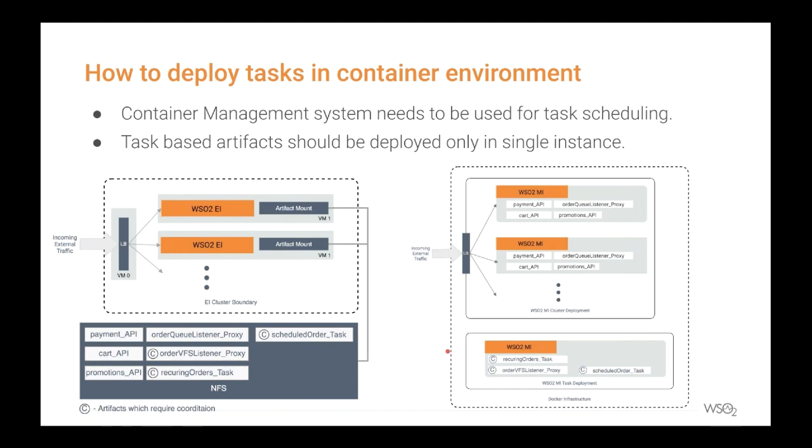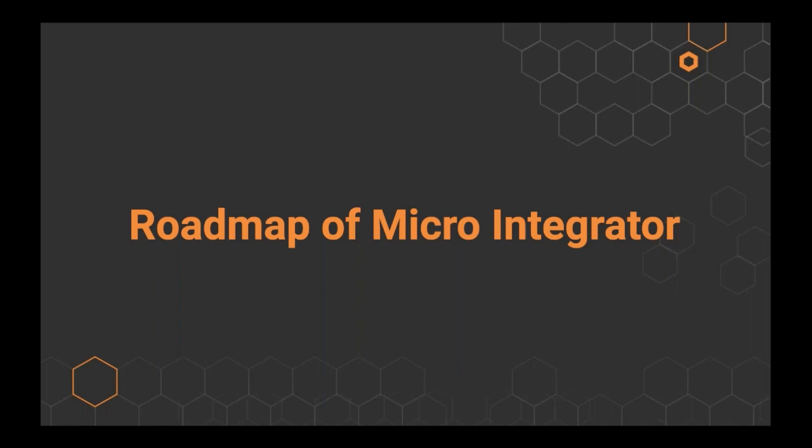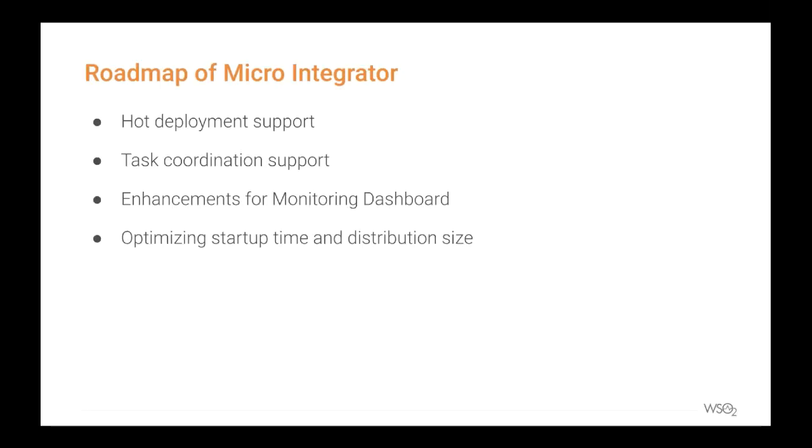Now let's have a look at the roadmap of Micro Integrator. As we have said earlier, in the roadmap we have a few tasks, that is hot deployment support. As we told earlier, we are focusing on the centralized deployment as well, a lightweight centralized deployment. That is, if you are moving to cloud and you still need a lightweight solution and a centralized deployment, then again you need the hot deployment. So we are working on hot deployment and task coordination support, the thing we discussed in the previous slide. We need to have coordination among the tasks. We are working on these two things, and this will be available in the next release, which is tentatively around next May.